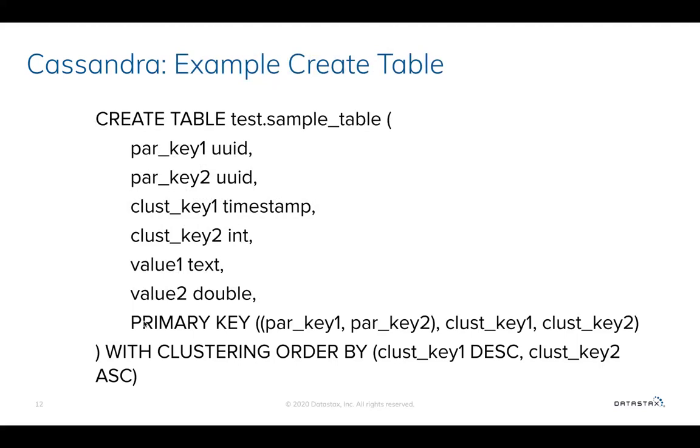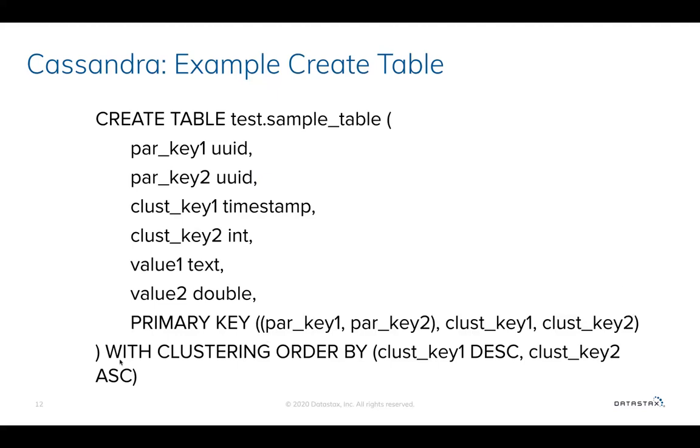And then at the bottom here, you would say, I want my primary key to be partition key one, partition key two. You want to make sure that the inner parentheses here are associated with the partition key. It can be multiple columns, just as this example states. And then you have clustering key one and clustering key two as the additional components of the primary key, which is the outer parentheses here.